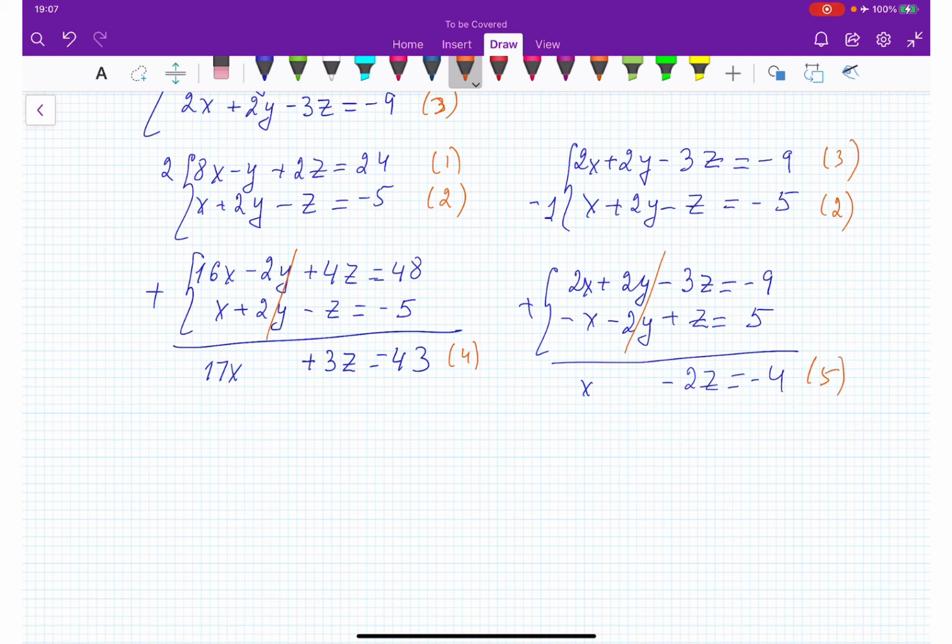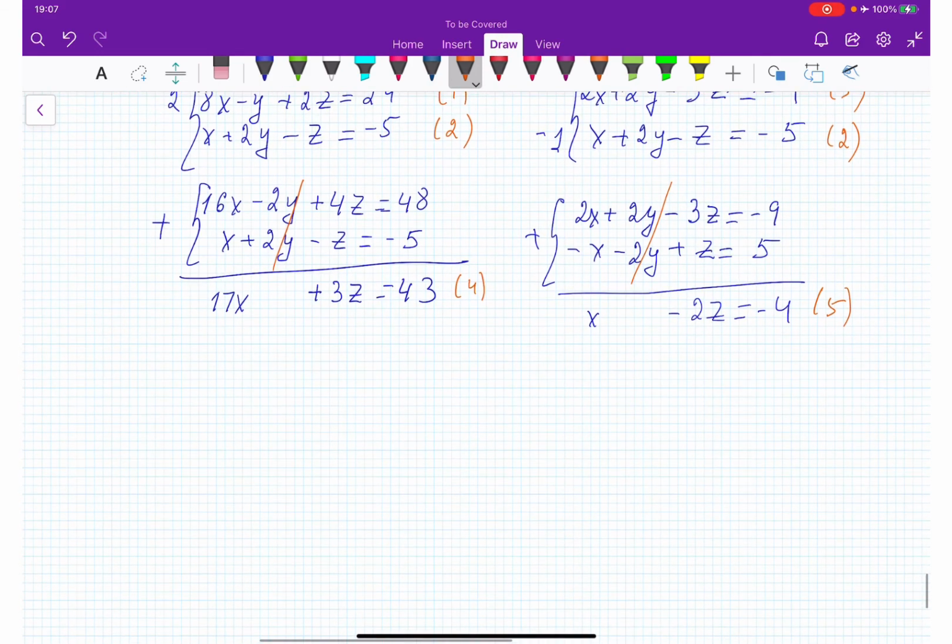So we are stuck with two equations, right? Now I'm going to combine these two equations into a system of equations with two variables. What are we going to get? 17x plus 3z is equal to 43. x minus 2z is equal to negative 4. So this is 4, this is 5.